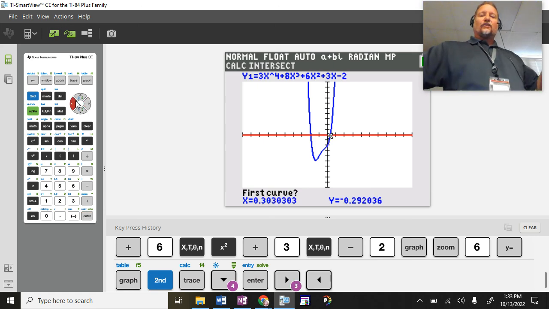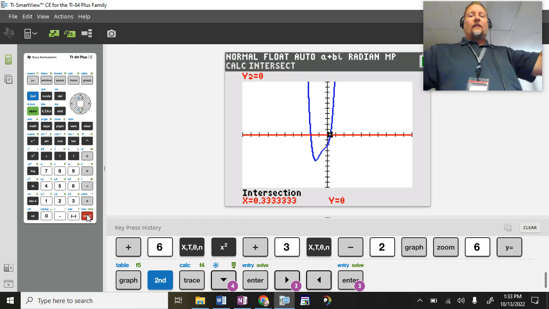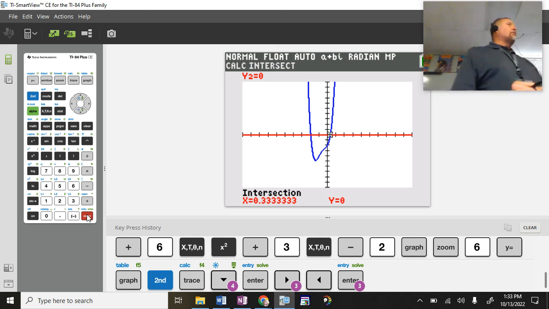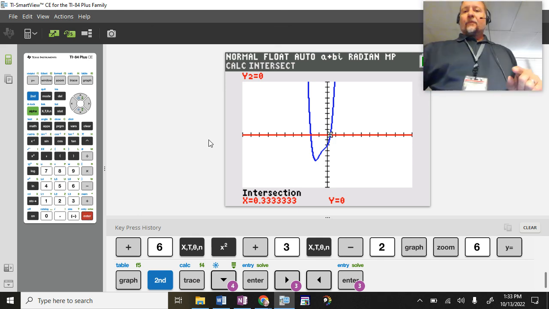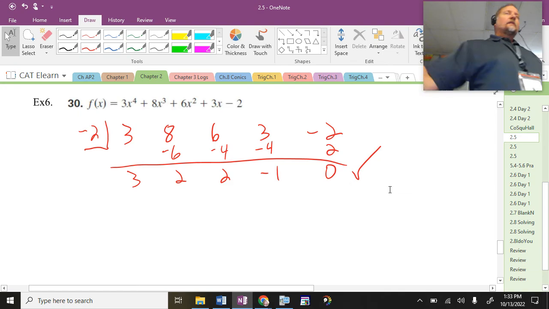This is just another feature. I almost wanted to say a dumb feature. I don't like it, but there's the first curve, move by the 0. Second curve, great, hit enter. Guess, whatever, hit enter. And then it finally says intersection. What is 0.3 repeating, everybody? 1/3. Okay, so I did want to show that. I didn't want to skate over that.